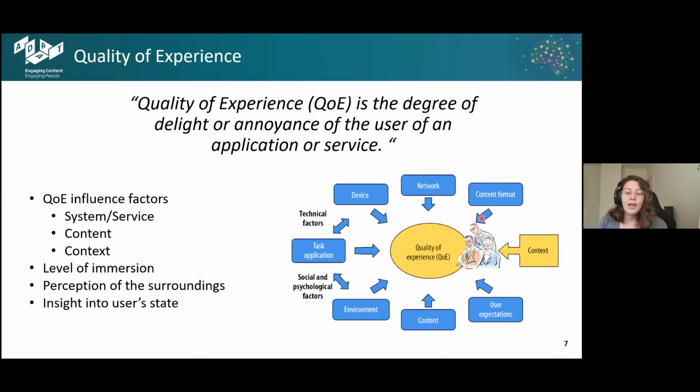Okay, we have an application and it is very interesting, very engaging, but how do we measure if the user is actually enjoying this experience? So for this, we have quality of experience, that is the degree of delight or annoyance of the user of an application or service. So it is basically trying to understand this relationship between the user and the application.